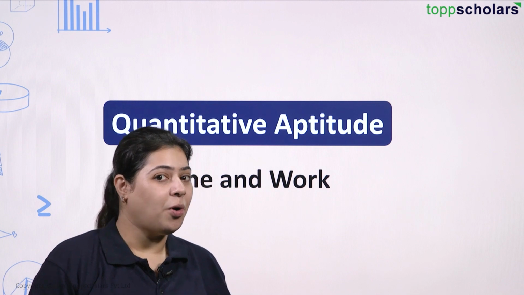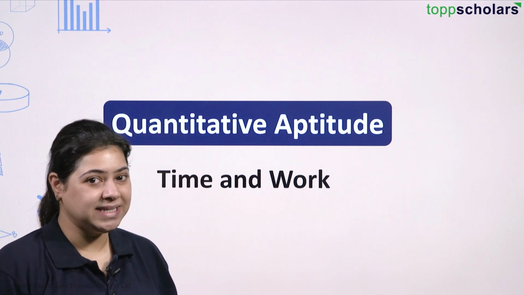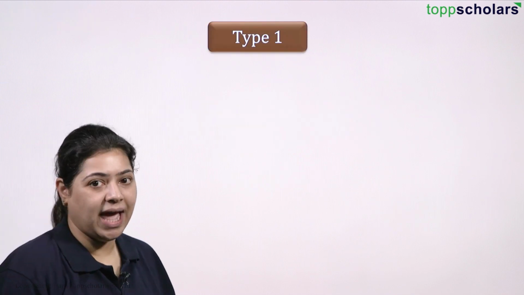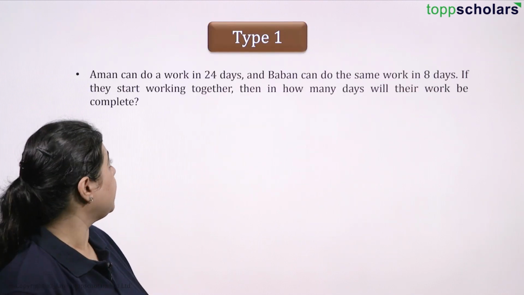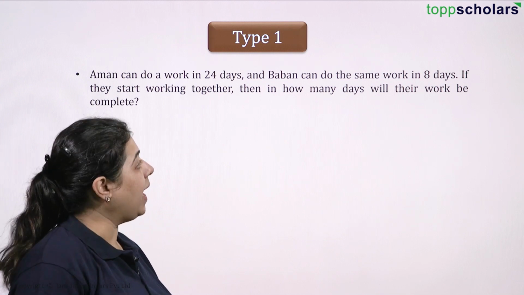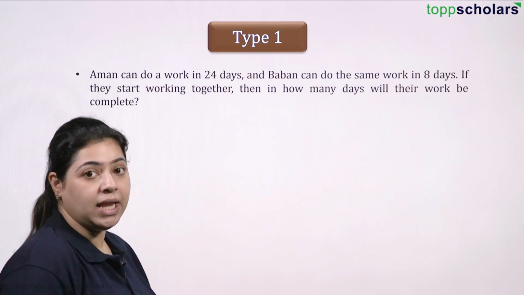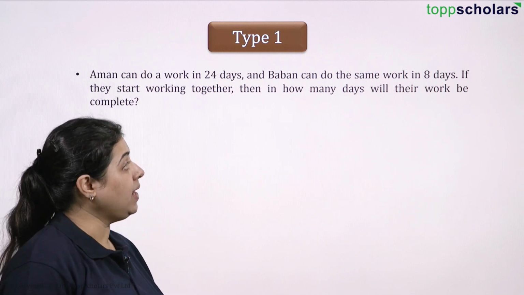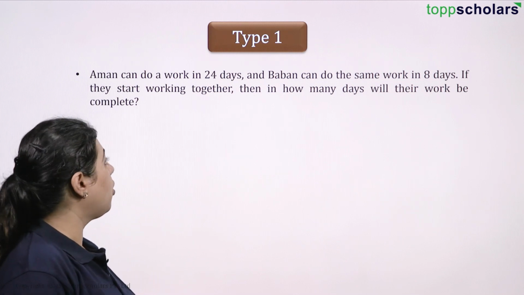Today, under quantitative aptitude, we are going to understand time and work. So, let's get started. We have type 1. What it says is, see, Aman can do a work in 24 days and Baban can do the same work in 8 days. If they start working together, then in how many days will their work be complete?